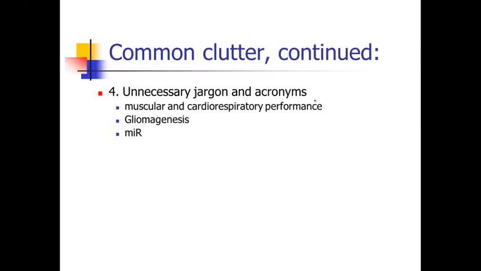Another thing you should be on the lookout for is unnecessary jargon and acronyms. So again, muscular and cardiorespiratory performance would be an example. Gliomagenesis, we saw that in an earlier module. MIR, the use of acronyms. We want to avoid acronyms unless they're really standard and well known throughout science.